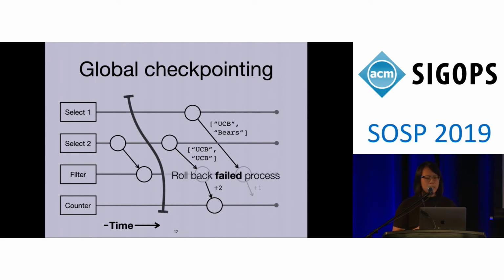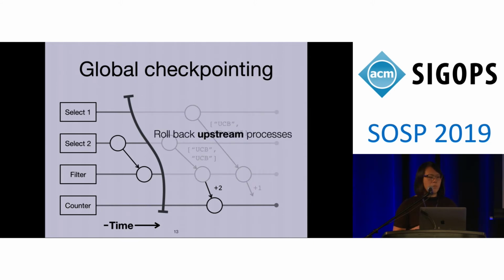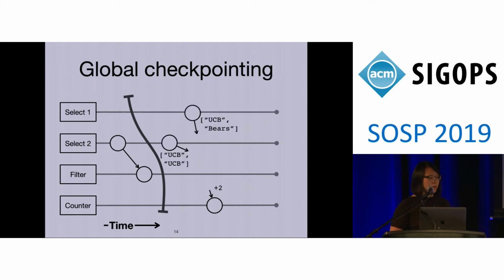So here we can maybe start by rolling back just the filter operator. But in order to do this, now we'll also have to roll back all of the upstream processes so that we can reconstruct the intermediate messages that were sent from the select operators to the filter operator. This brings us to a second issue, which is that the filter operator actually executes tasks in a non-deterministic order because it receives tasks from multiple operators. So here, we might actually execute this third task first this time.